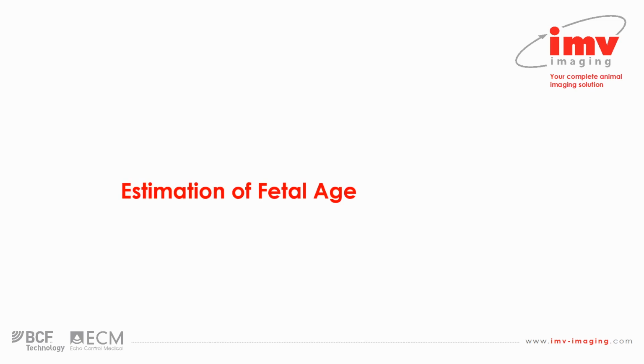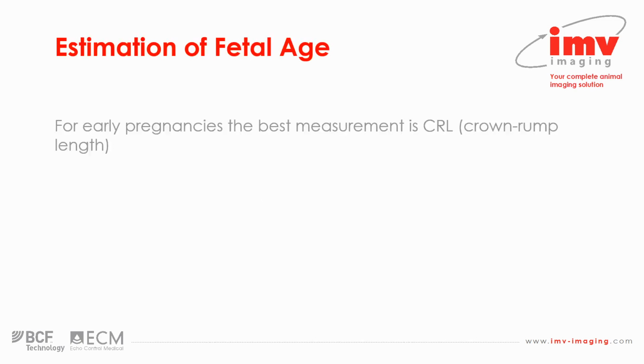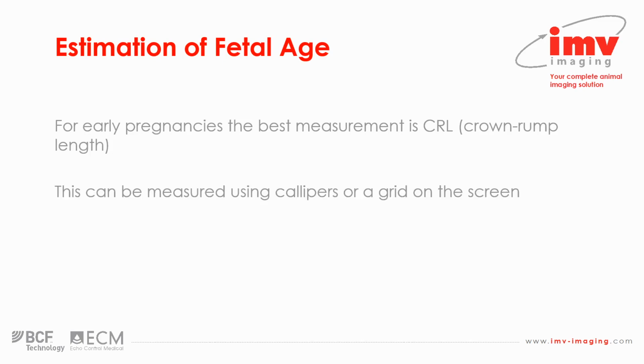Moving now just on to a brief covering of estimating fetal age. So for early pregnancies, the best measurement we can make ultrasonographically is crown rump length. And with modern ultrasound machines, we can measure the crown rump length once we've achieved the ideal view, which is a longitudinal section, so a sagittal plane through the fetus, simply by putting electronic calipers onto the screen, and that will give us an absolute measurement, which we can then look up on a gestational table, and that will give us an idea of the gestational age.